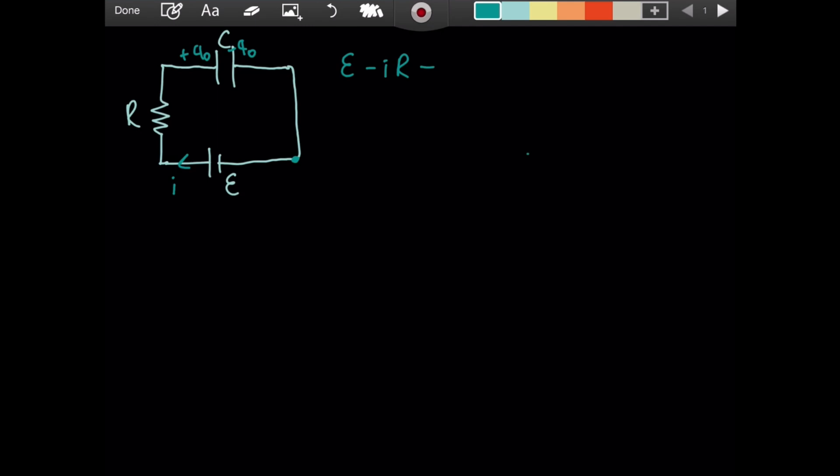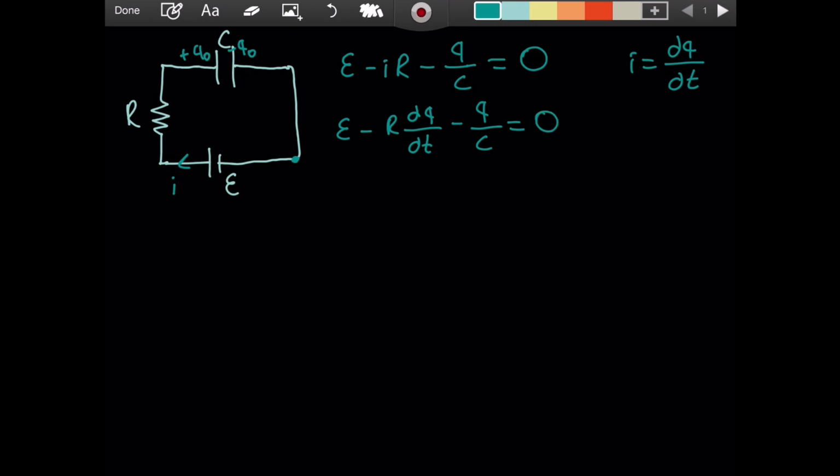Then minus the voltage across the capacitor. We know that the Q, the charge of the capacitor, is equal to C times V. So if we solve for V, it's going to be Q over C, as we can see. Q over C. And we are back at where we started. So we get 0. We also know that I, the current, is dq by dt. It is the time derivative of the charge. So I can substitute that. Epsilon, minus IR, minus Q over C equals 0. And if you look at this, you will realize something interesting.